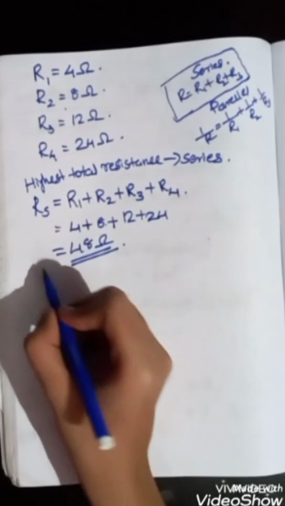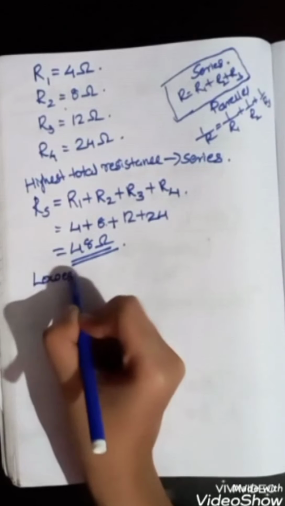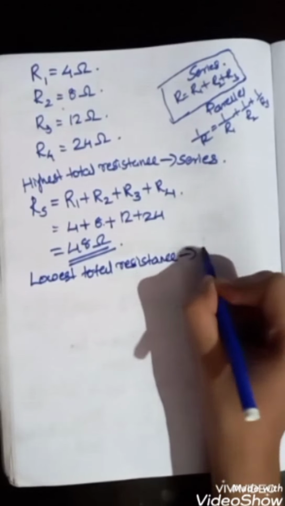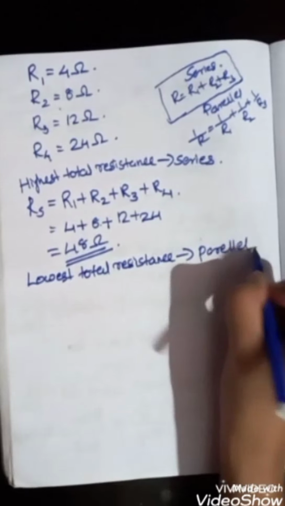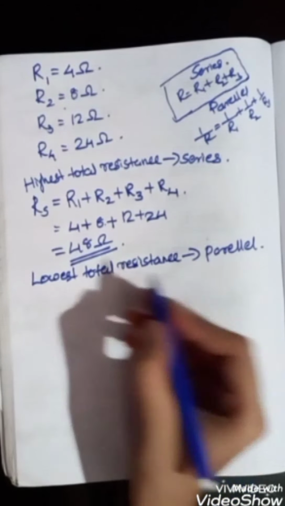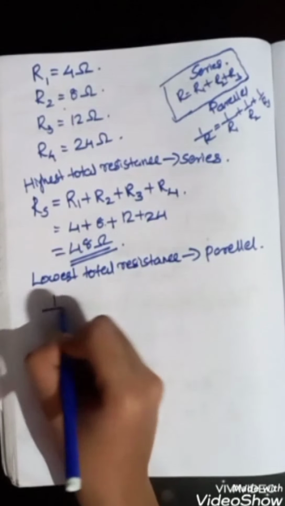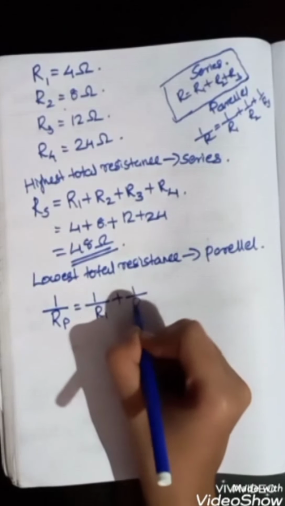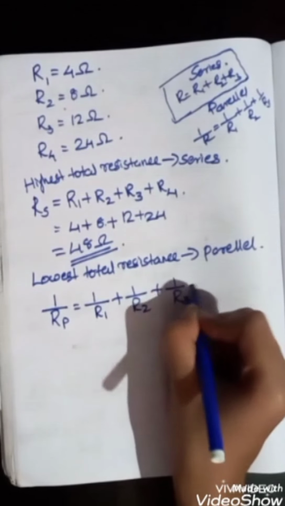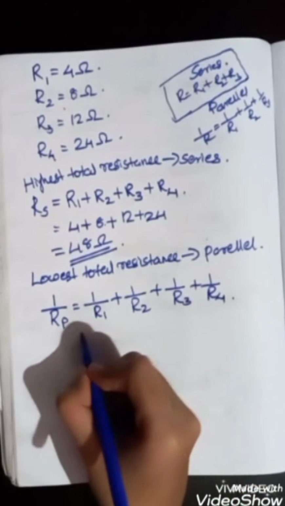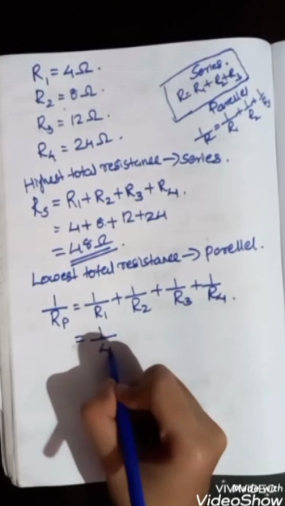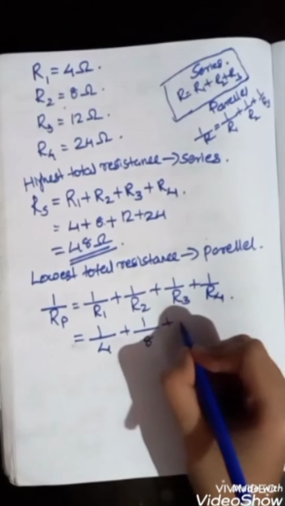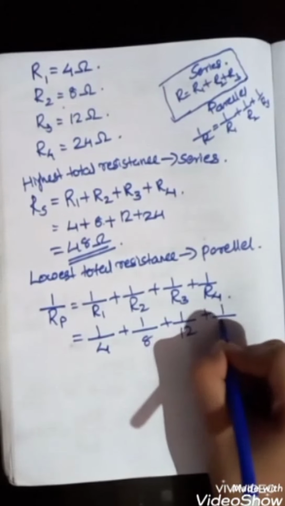Then what about lowest total resistance? Lowest total resistance, we can secure through parallel combination. What is the equation for the total resistance of parallel combination? That is 1 by Rp is equal to 1 by R1 plus 1 by R2 plus 1 by R3 plus 1 by R4. That is 1 by 4 plus 1 by 8 plus 1 by 12 plus 1 by 24.